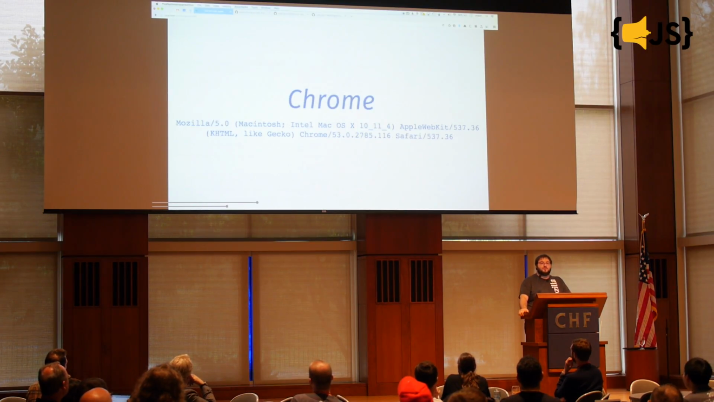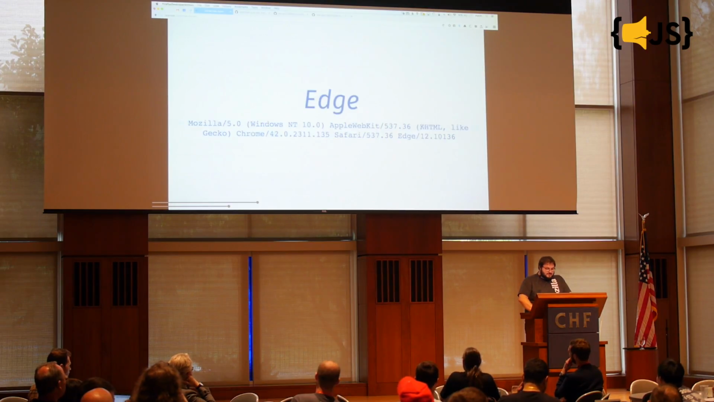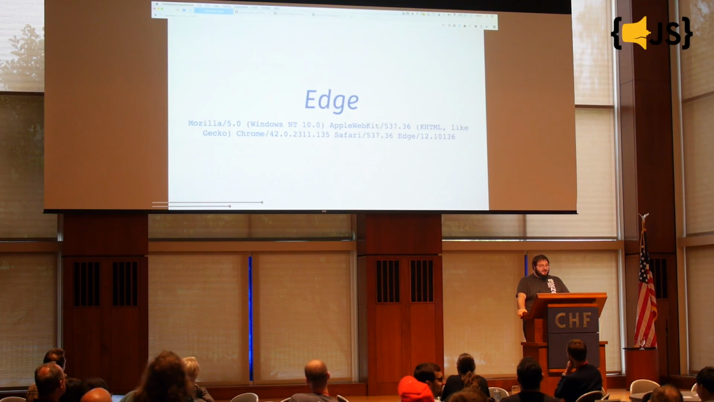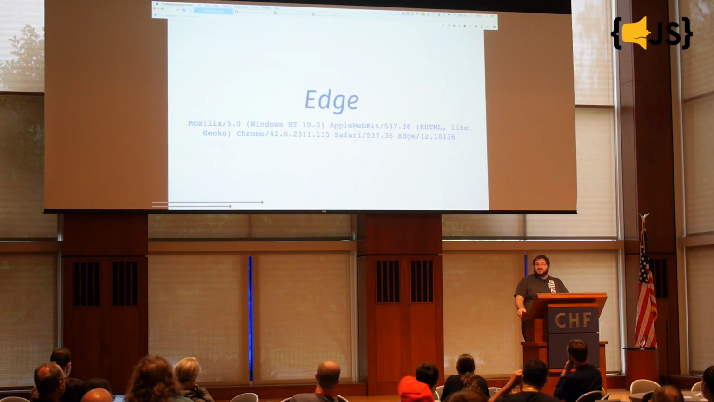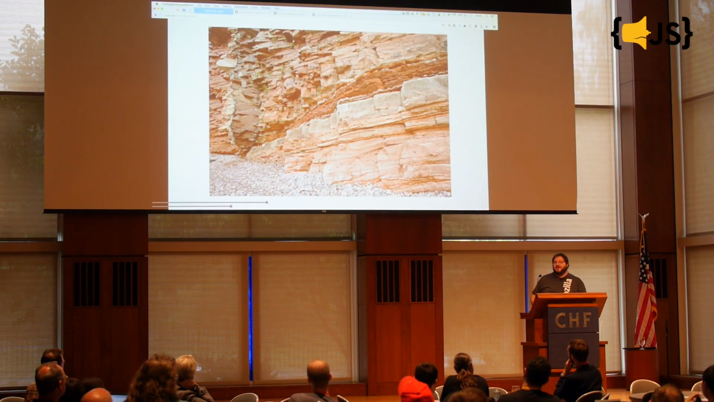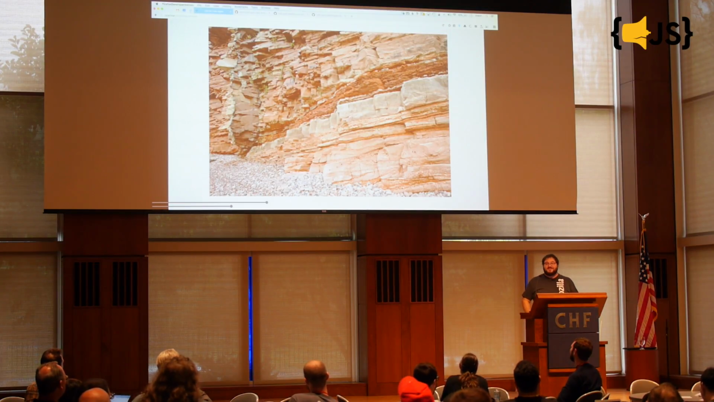Then comes along Chrome, forked from there, and they say, we're also Mozilla, and we're also WebKit, and we're also like Gecko, and we're also Chrome and Safari at the same time. So please give us all of those pages. Along came Edge just recently, and they are Mozilla, WebKit, KHTML like Gecko, Chrome, Safari, and themselves. So over time, we just built this sedimentary rock layer where everyone came and said, I want all the good stuff.